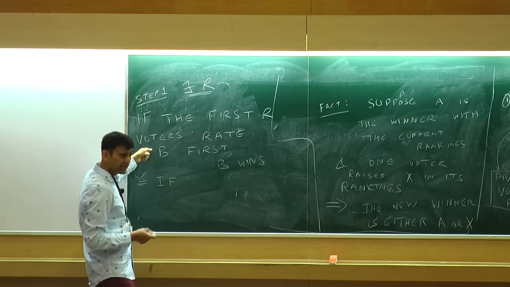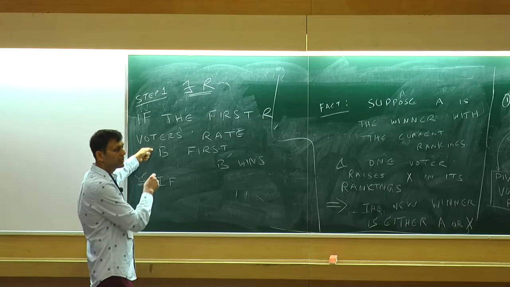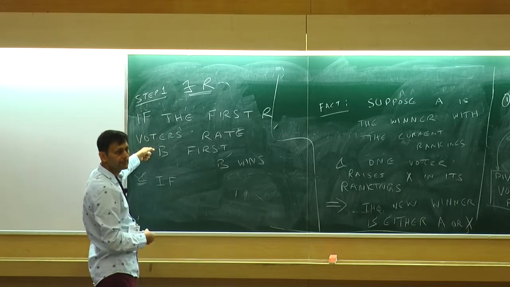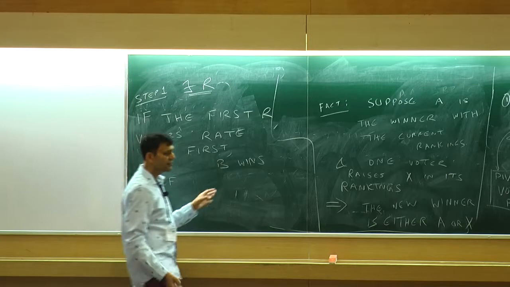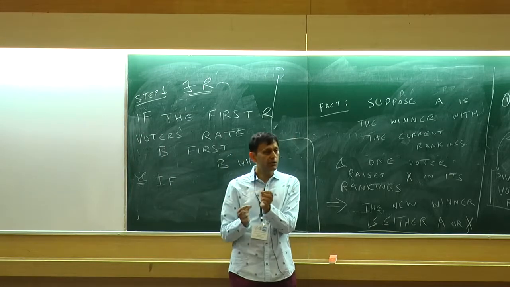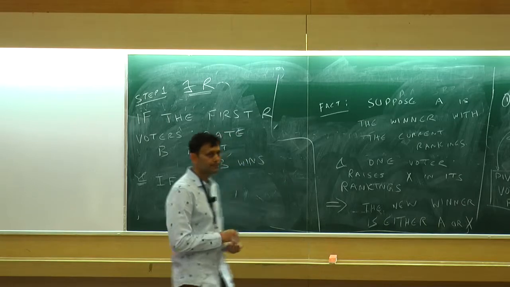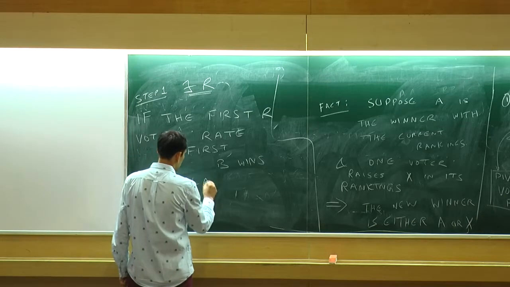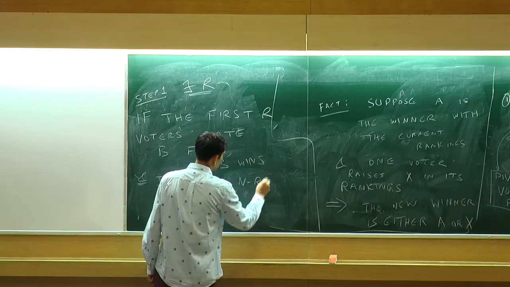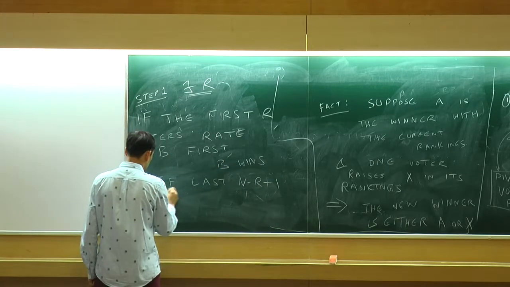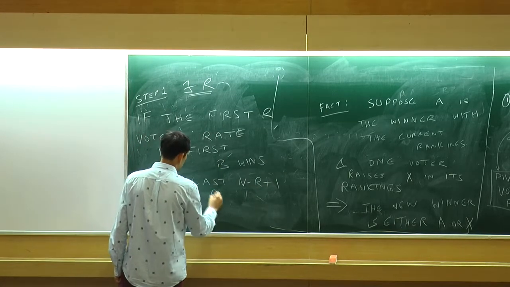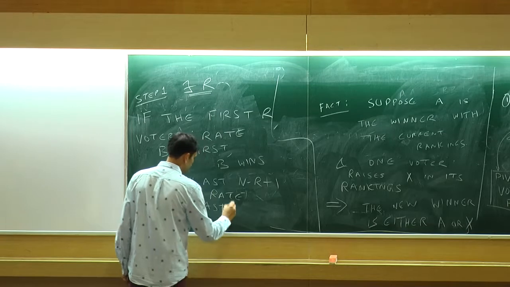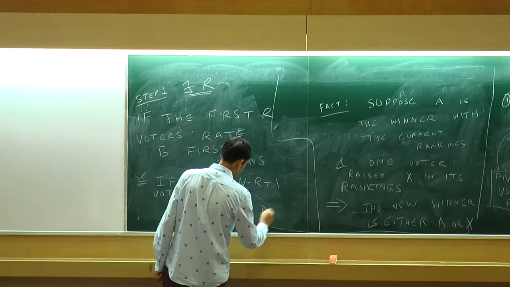This result is general enough to also encompass the case when the voters and the candidates are the same. We didn't assume that the voters and the candidates are different, and we also didn't assume that they are the same. So if the first R voters rate B first, then B wins. If the last N minus R plus 1 voters rate B last, then B does not win.